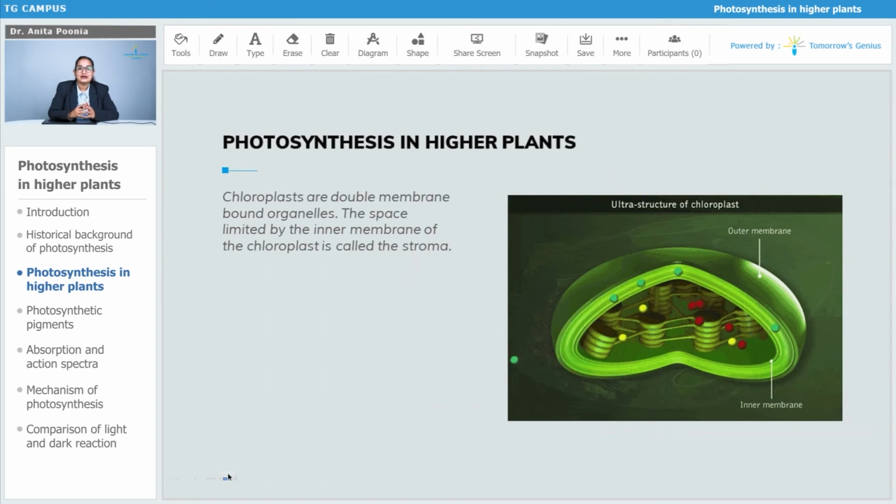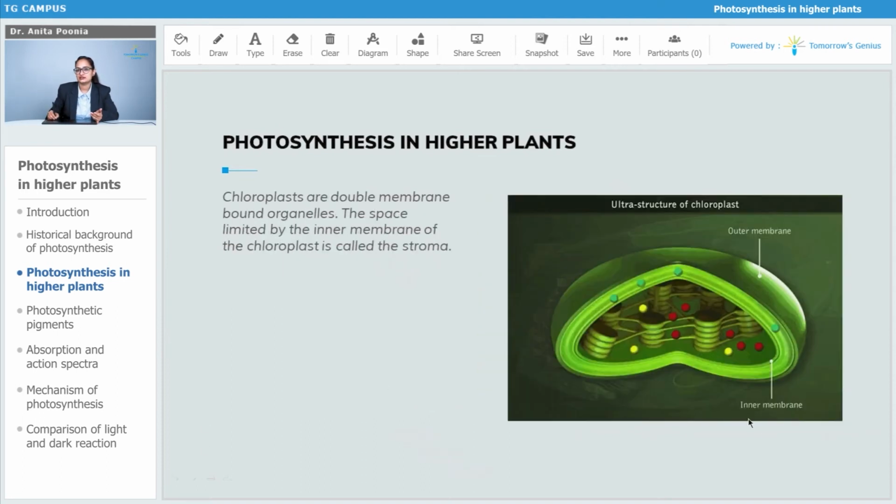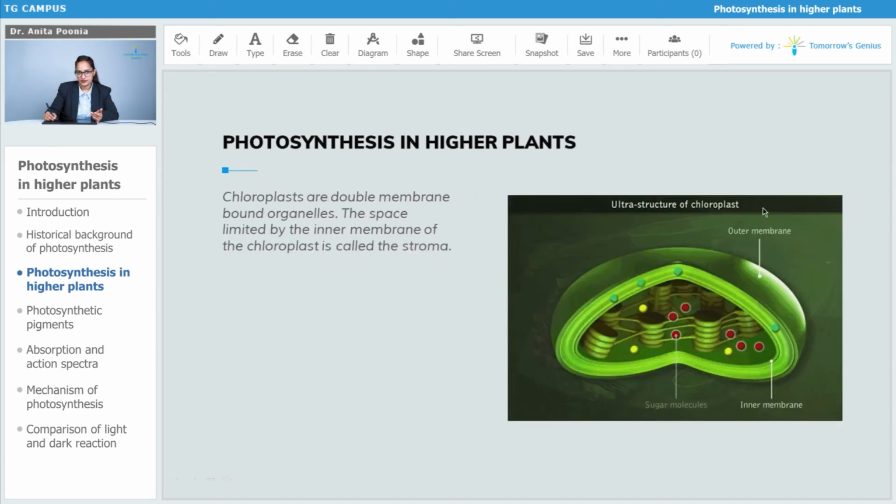Chloroplasts are double membraned. You always need to know that it has two membranes, the outer membrane and the inner membrane. This is the inner membrane and this is the outer membrane. The space that is limited by the inner membrane of the chloroplast is called stroma. A lot of questions will be asked on this, and you would get confused. So there is a space called stroma. There is another thing called grana. So you must know what is stroma and what is grana.